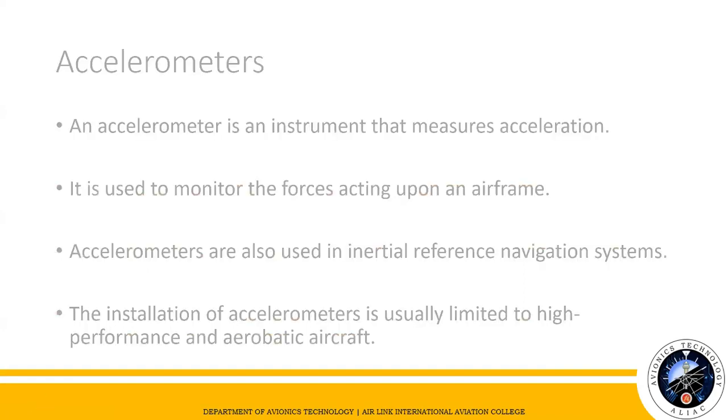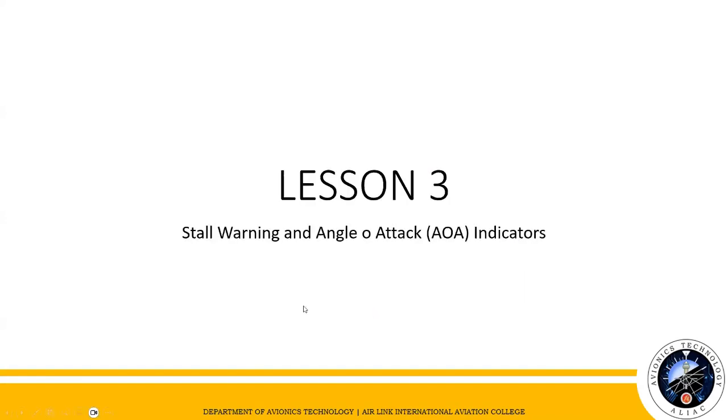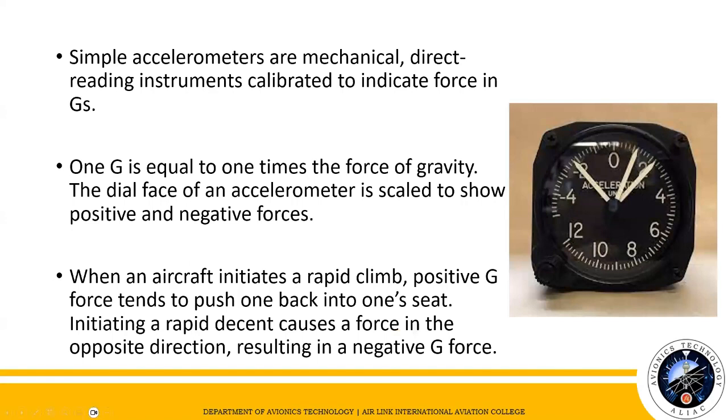Sorry, I forgot to mention. So, 1 G is equal to 1 times the force of gravity. The dial face of the accelerometer is scaled to show positive and negative forces. When an aircraft initiates a rapid climb, a positive G force tends to push one back into one's seat. Initiating a rapid descent causes a force in the opposite direction, resulting in a negative G force.